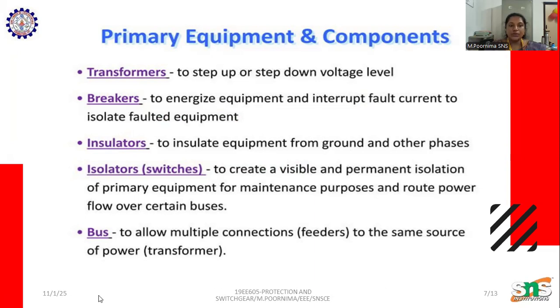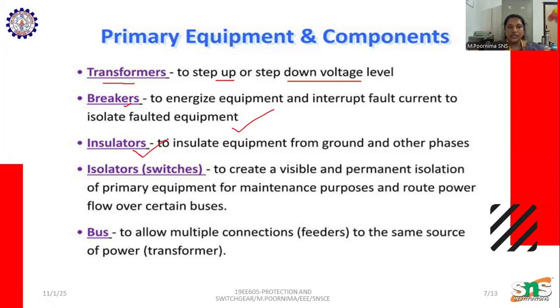The first primary equipment is the transformer. A transformer is used to step up and step down the voltage. Next one is breakers. Breakers energize equipments and interrupt fault current to isolate faulty equipments.